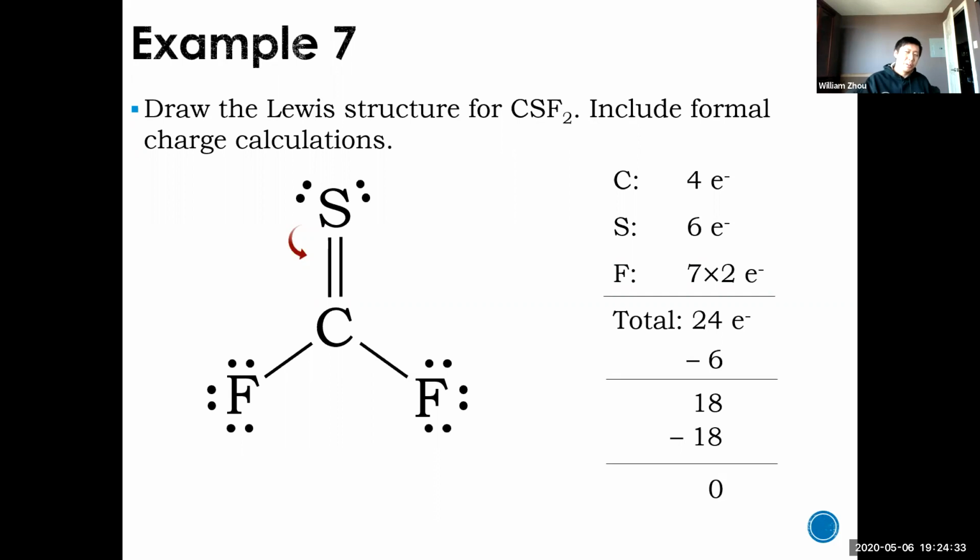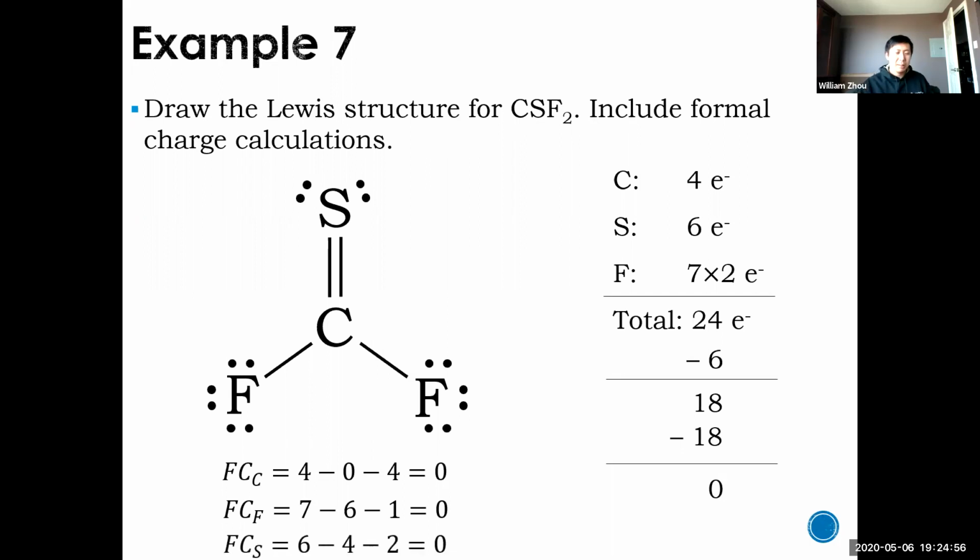So yeah, I suggest you do this with pencil so you can erase, otherwise you have to write a new structure. So reason number one is formal charge. If you do that, carbon will have a formal charge of 0, because 4 minus 0 minus 4. The fluorines all have 7 valence electrons, 6 electrons are non-bonding, 1 bond, so that's a 0. And sulfur has 6 valence electrons, 4 non-bonding and 2 bond, you get full zeros across the board. That's why you choose sulfur.